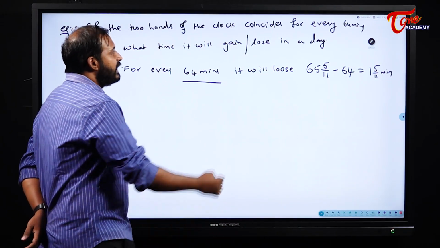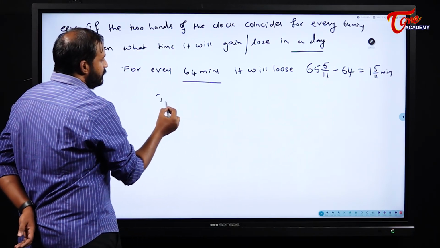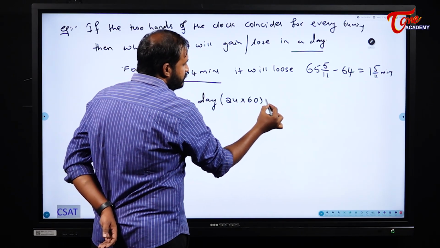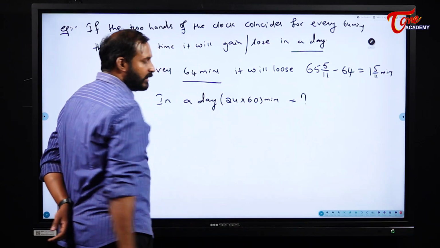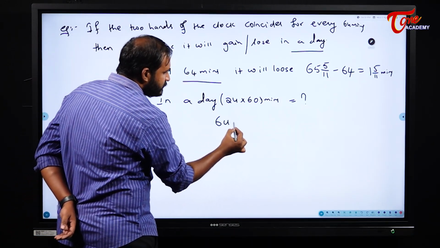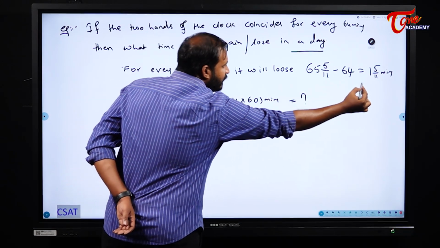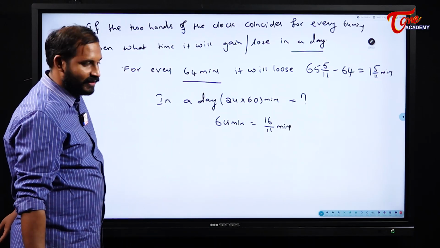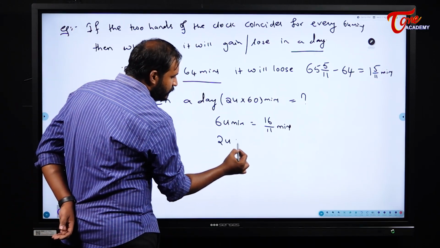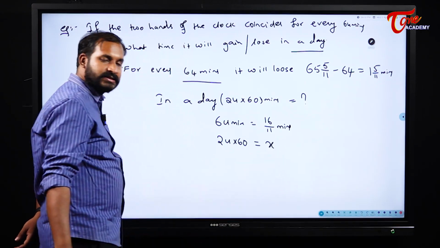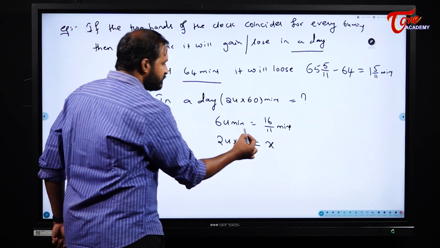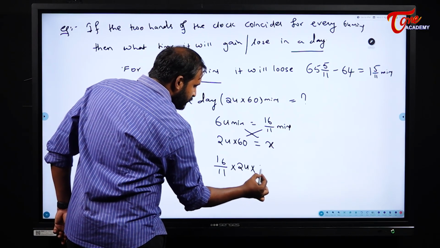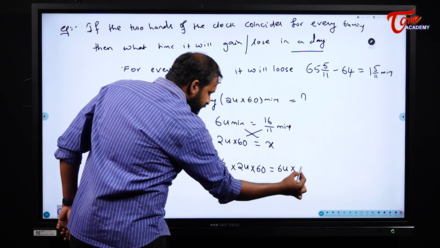In a day means how many minutes? In a day means 24 into 60 minutes. What time will it lose? See here, students, in 64 minutes, it will lose 1 5/11. 1 5/11 I will write as 16/11 minutes. So in a day means what? 24 into 60 minutes. I don't know the loss, so I will consider it as some x. Now cross multiply it. What will you get here? 16/11 into 24 into 60 is equal to 64 into x.